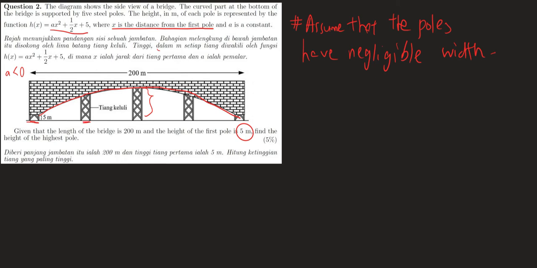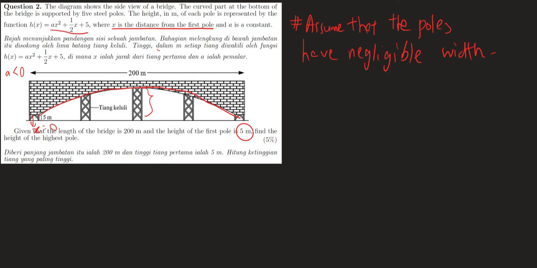Before we start this question, we have to make one assumption. We must assume that the poles have negligible width. This means that we don't consider the width of the poles at all, because otherwise we really cannot start doing this question. So we are going to assume that the poles have no width. So here, this is my x equal to 0, and now we can start doing this question.